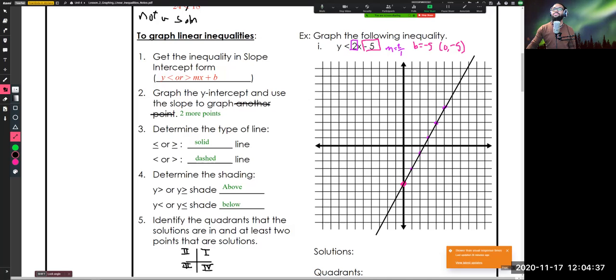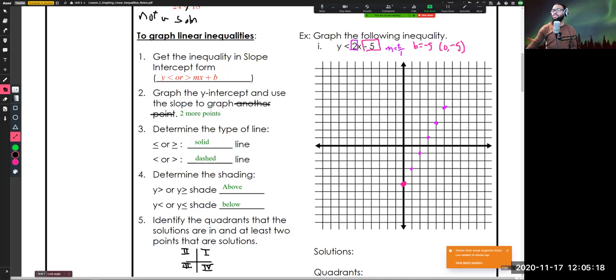Now that we've determined where our points are, actually, I need to do this a little bit differently since this is an inequality. We have to determine the type of line that we're dealing with, whether this line is going to be dotted or solid. You can tell by whether or not the inequality has that equal to sign. If it has the equal to sign, then it's going to be a solid straight line. If it doesn't have the equal to sign underneath it, then it's going to be a dashed line.